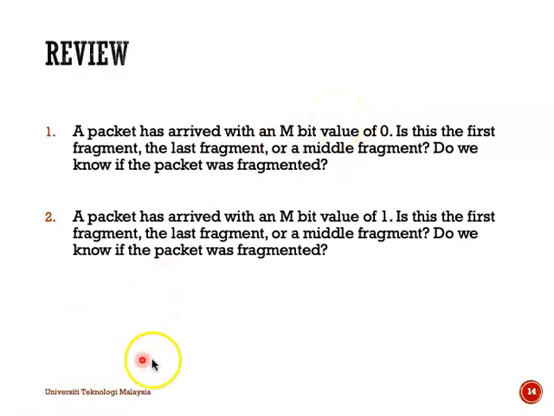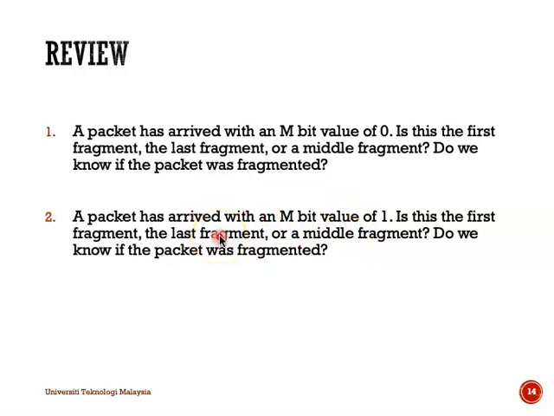Let's have a look at the second question. A packet has arrived with an M bit value of 1. Is this the first fragment, the last fragment, or a middle fragment? Do we know if the packet was fragmented? The same question as number 1. However, the M bit is equal to 1, so it means that there is at least one more fragment. This is not the last fragment. How do we know whether it is the first fragment or a middle fragment? The answer is we do not know if it is the first one or the middle one. We only know that it is not the last fragment.